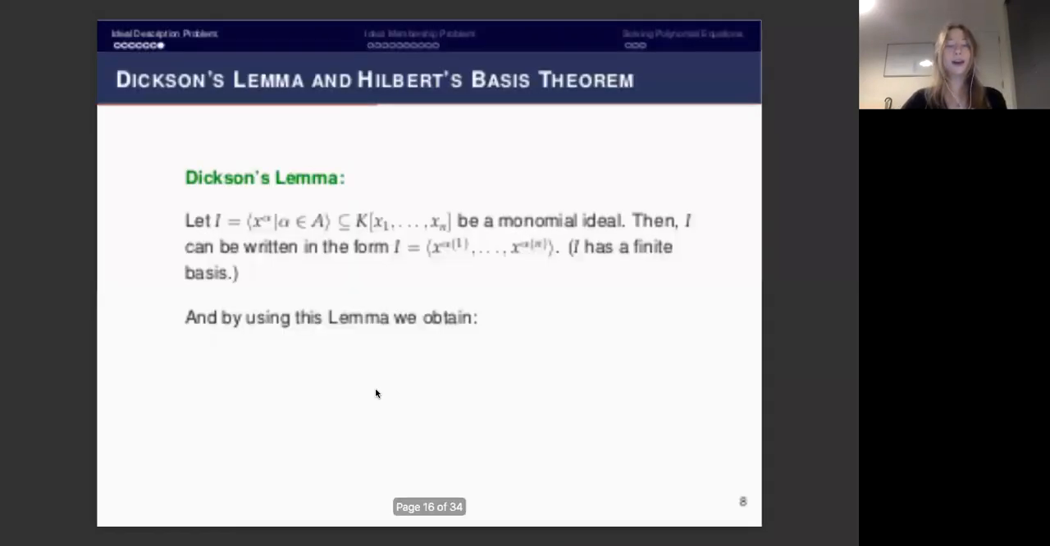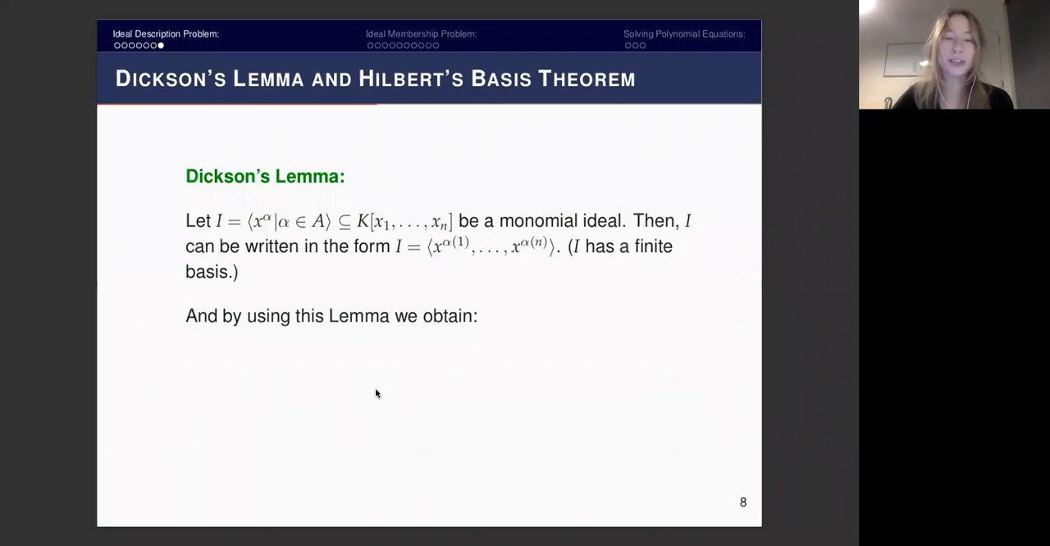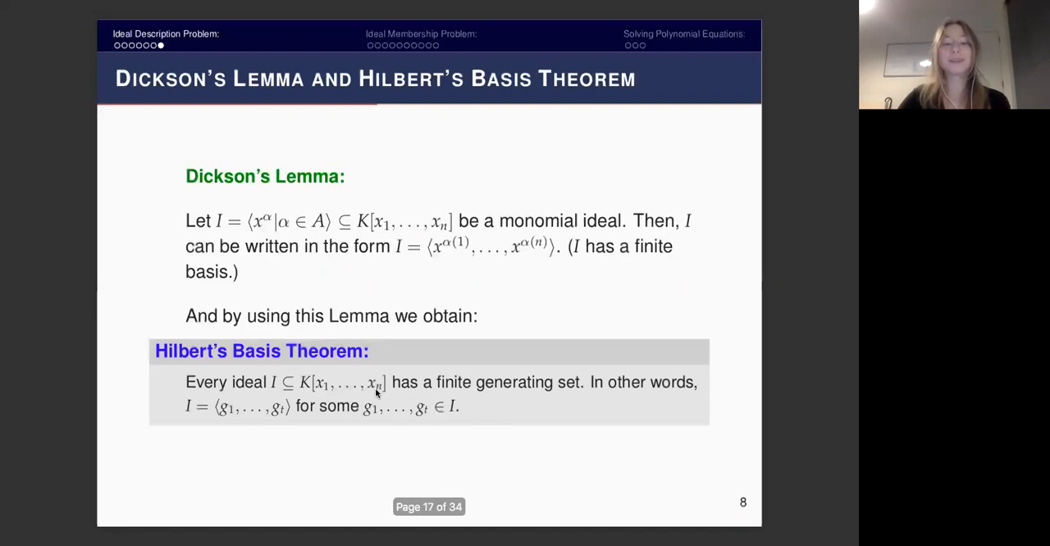And finally, we can answer our question by using Dickson's lemma, which does not talk about all ideals, but it says that in particular, monomial ideals are finitely generated. And by using this lemma, we obtain Hilbert's theorem, which says that all ideals are finitely generated.